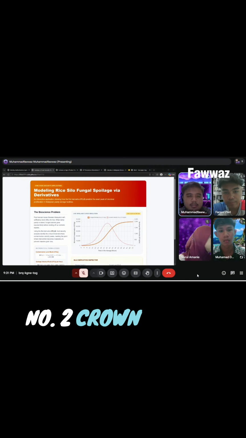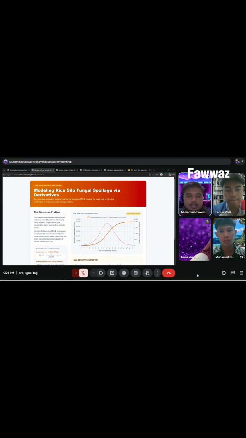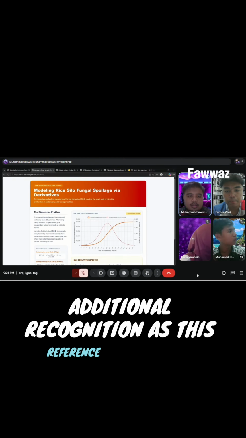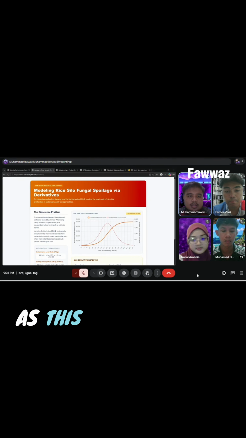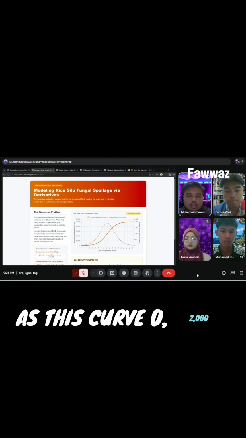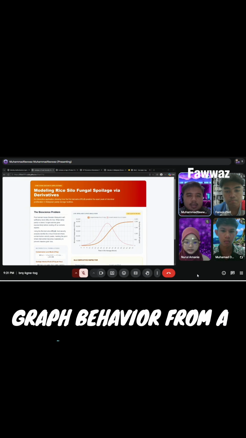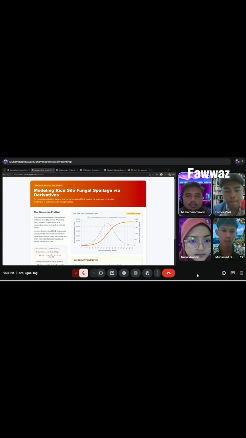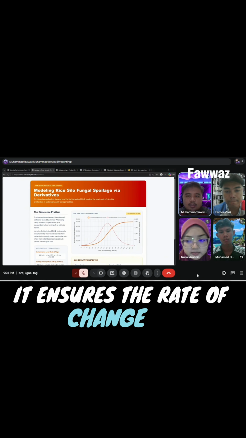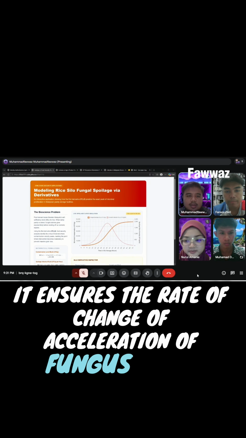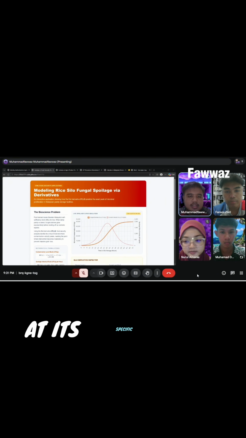Number 2, the growth velocity curve, the red line. Axis reference: right y-axis, ranging from 0 to 2,200 CFU. Graph behavior forms a bell curve. It measures the rate of change, or acceleration, of fungal growth at each specific hour.